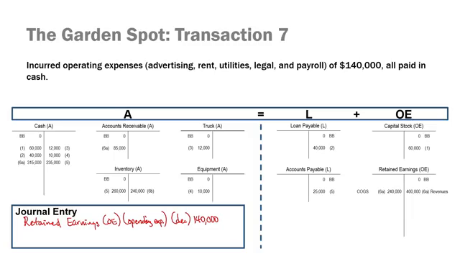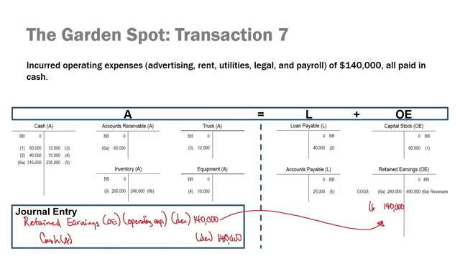All of these were paid in cash, so our cash balance, which is an asset account, decreases by that same amount, $140,000. Let's post these to the T accounts. Retained earnings, left-hand side entry to the T account of $140,000.